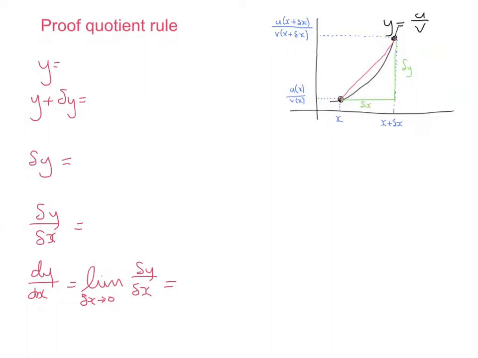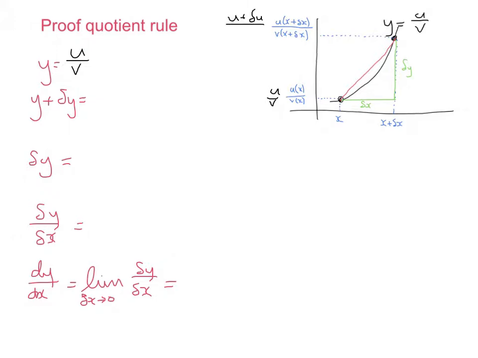Let's try to prove the quotient rule. So in the quotient rule, we're trying to look at the derivative of u over v. So it's a function u divided by a function v. I'm going to use u over v in a lazy way instead of saying u of x over v of x. And in a similar way, instead of saying u of x plus delta x, I'm going to say u plus a little bit of u.